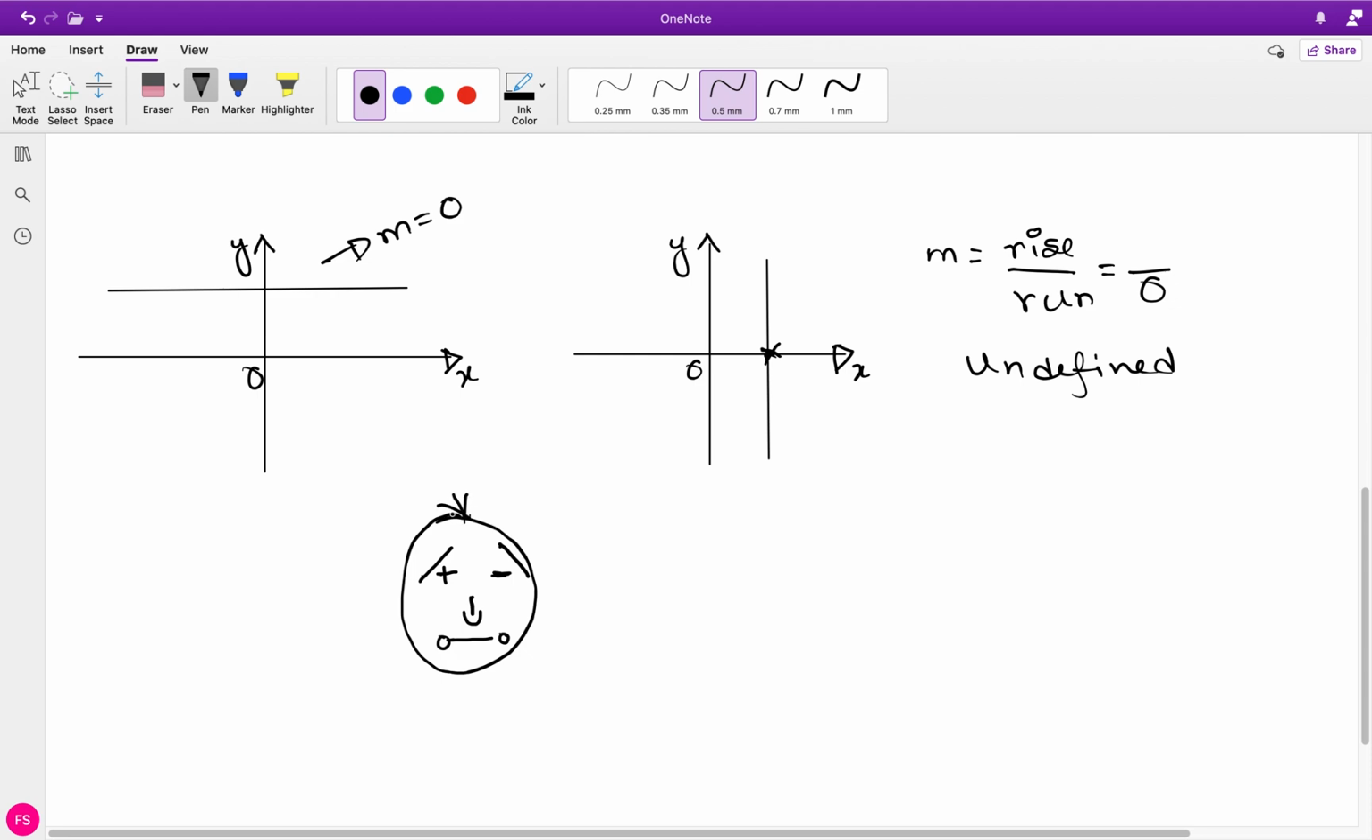Okay, he looks pretty unhappy, probably because I'm using him to explain something in math.